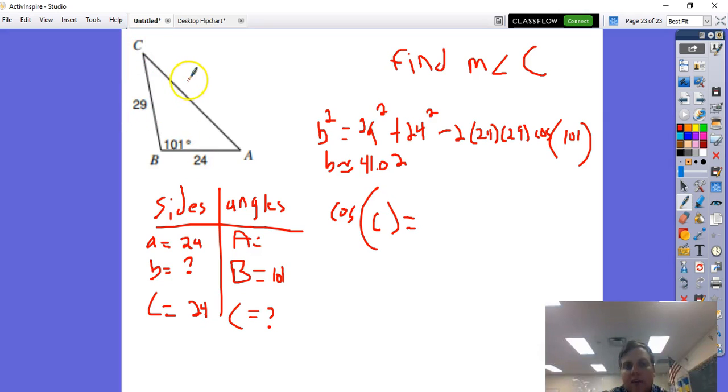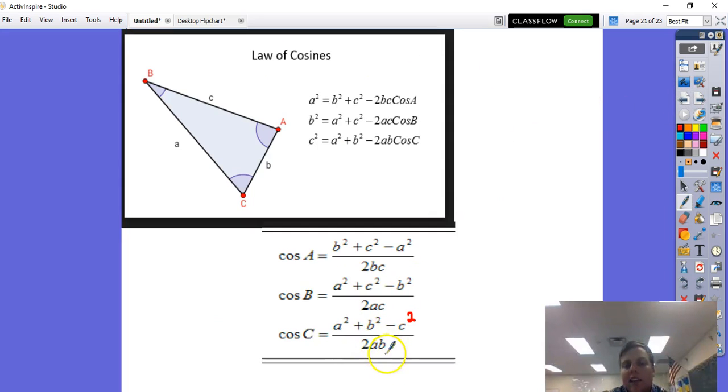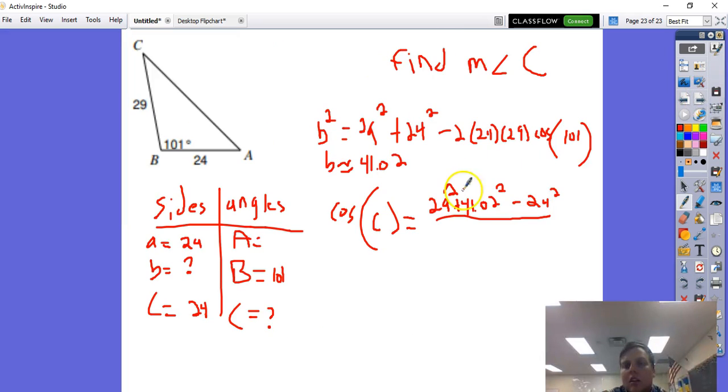So it's 29 and 41.02. So I square them and I add them together, and then minus the side opposite angle C, so that'd be 24 squared, all divided by 2 times the two sides that are not opposite C. So 2 times A, which is 24, and B, which is 41.02. Okay. So this is all going to be one big calculator situation.